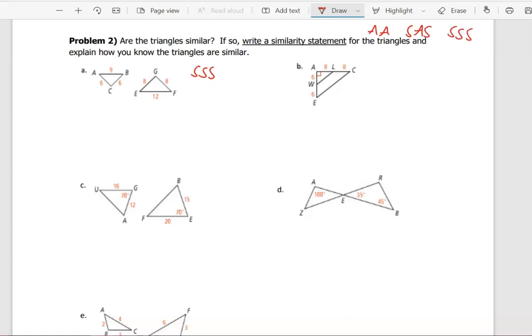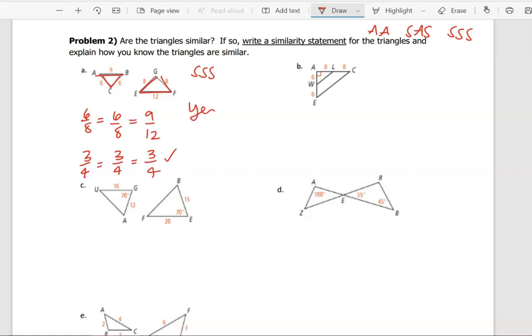And now when I know I could probably use side, side, side, I need to make sure my sides are proportional. So let's set up our proportion. Short sides to short sides. So I'm going to say 6 over 8 is proportional to 6 over 8. And then let's set it to 9 over 12. And when I reduce these, we need to hopefully get the same scale factor, which I do.